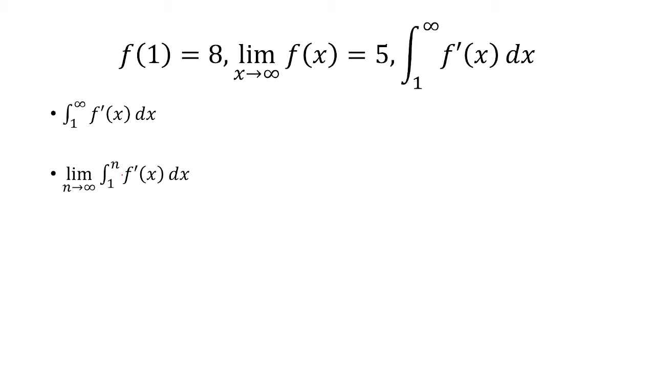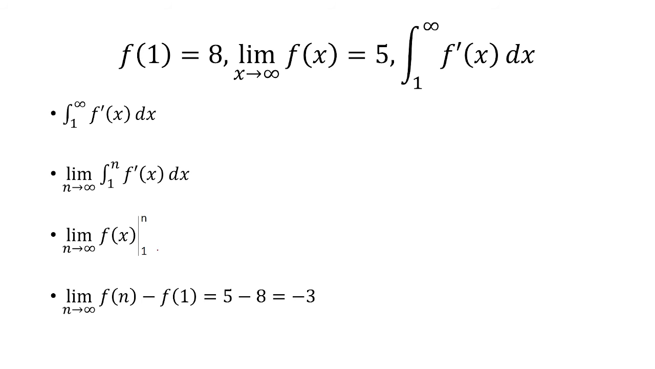The next step to evaluating this integral is to first find the antiderivative. So what is the antiderivative of f prime of x? Well, that's just f of x. Now we have to evaluate it from 1 to n. Plugging in n first, we have f of n, and then minus, plug in 1, f of 1.